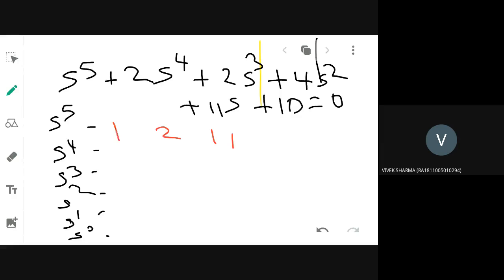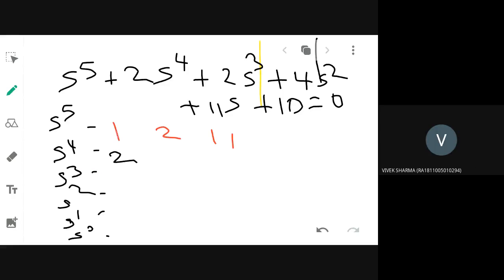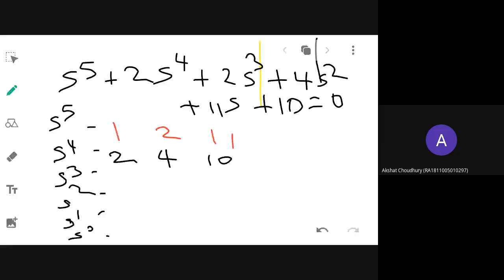Then second row: 2, 4, 10. Yes ma'am, 2, 4, 10. Third row, form the third row. What will happen? You want to tell me? 0, 6.